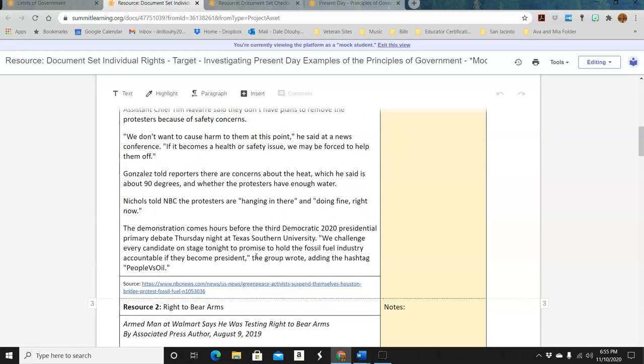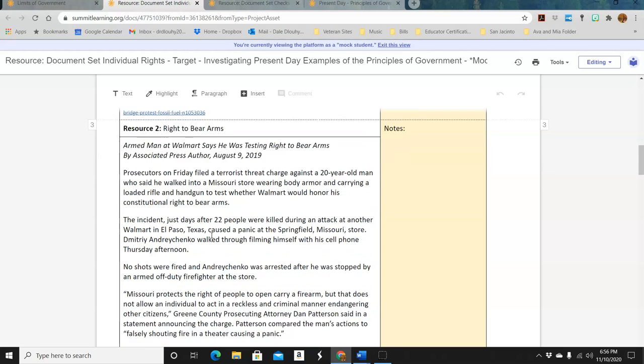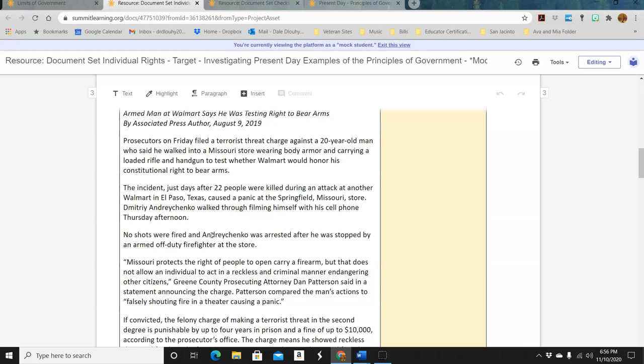Okay. Then we have resource 2, the right to bear arms. Okay, so armed man at Walmart says he was testing the right to bear arms. To read the article, it's pretty interesting. Prosecutors on Friday filed a terrorist threat charge against a 20-year-old man who said he walked into a Missouri store wearing body armor and carrying a loaded rifle and a handgun to test whether Walmart would honor his constitutional right to bear arms. He did this after a major shooting, a shooting out in El Paso.